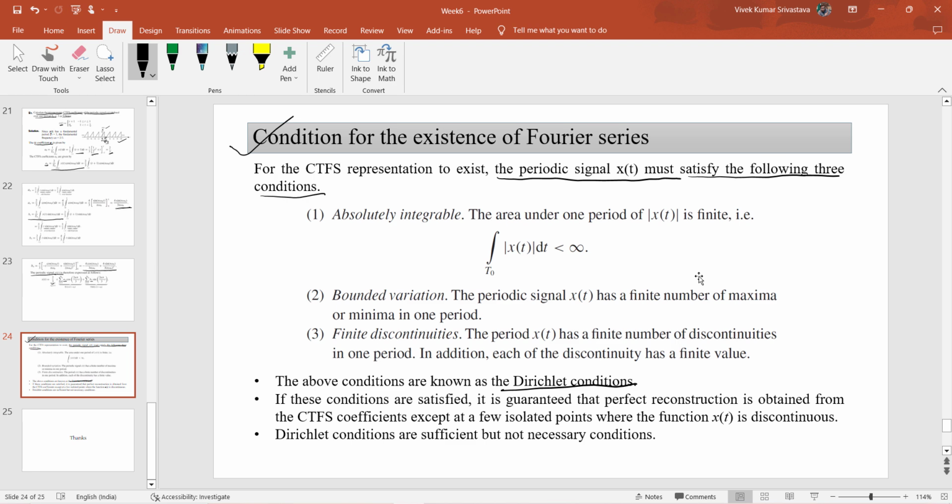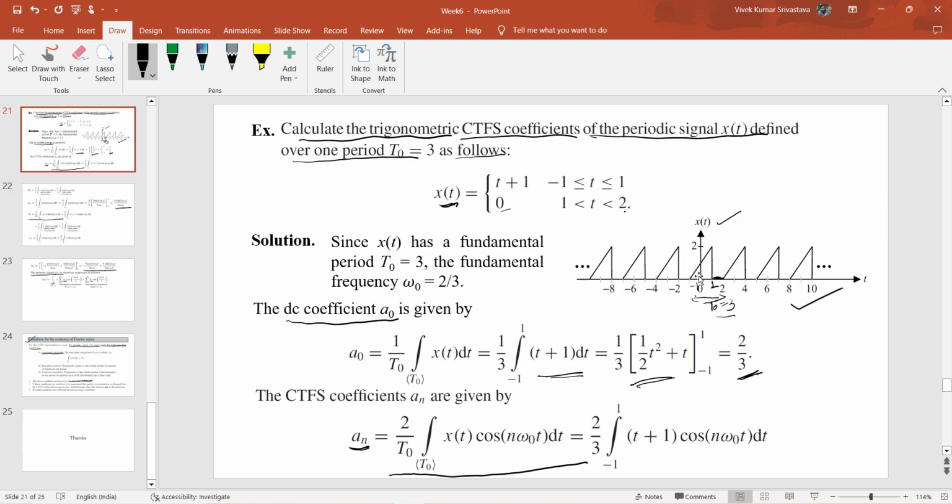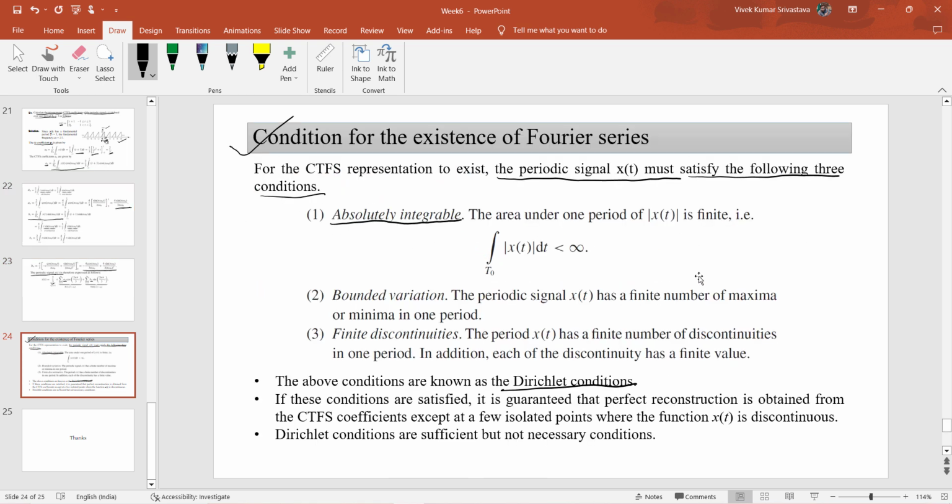The first condition is that the signal is absolutely integrable over its time period. Like here, if we consider this figure, for this time period from -1 to 2, this signal x(t) should be absolutely integrable. Then only this Fourier series will exist. So this is the first condition.